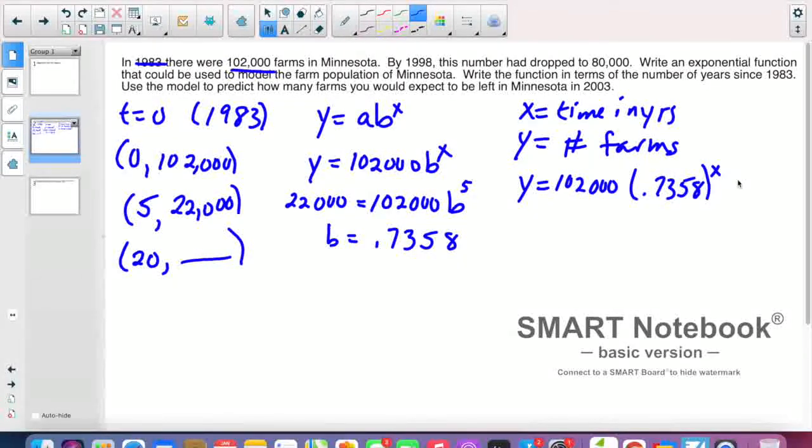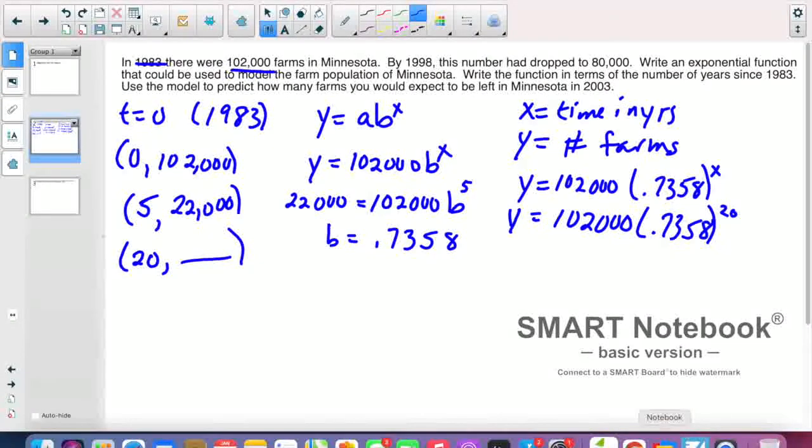So what have they asked us to predict? They want you to use the model, this is the model, to predict how many farms would be expected to be left in Minnesota in 2003. Well, in 2003, remember we said this is year 20. So year 20, we want to figure out what y is. So we're going to put a 20 here in x. So y equals 102,000 times 0.7358 to the 20th power.